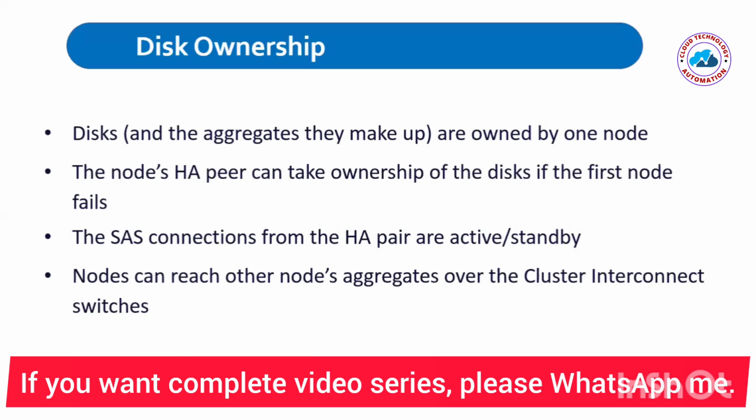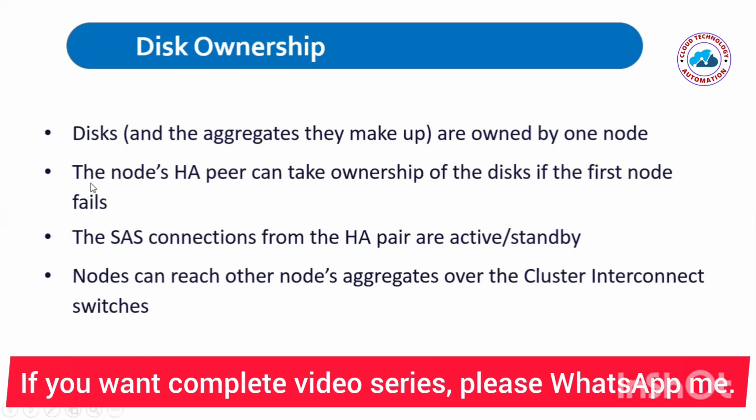So disk ownership is already discussed, right? Disks and aggregates are owned by one node. We have to make sure that the aggregate is owned by one node, so this is the primary access. Whenever any client is requesting data, it will come via the direct path. If node 1 has ownership of aggregate 1, then aggregate 1 is the direct path for node 1. If that data is accessed by node 2, that is an indirect path, and that happens when controller 1 has failed.